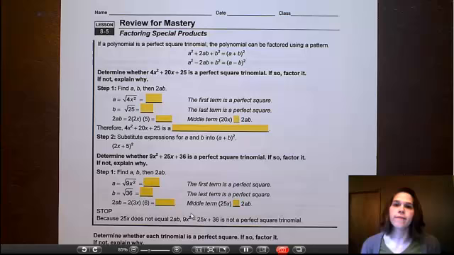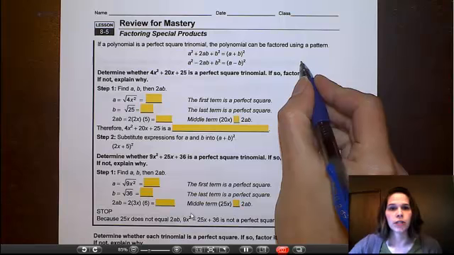Going to talk about factoring special products, lesson 8.5. If you recall, back in chapter 7, when we were first learning how to factor, or FOIL, we foiled special products. And so now what we're going to do is undo that foiling with special products. So the first one we're going to take a look at is perfect square trinomials.